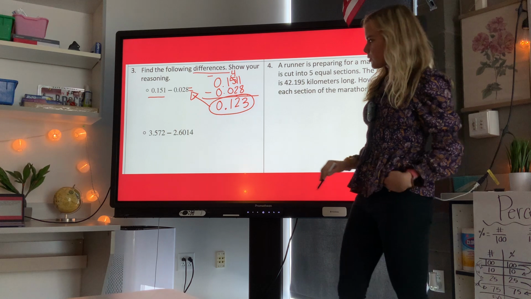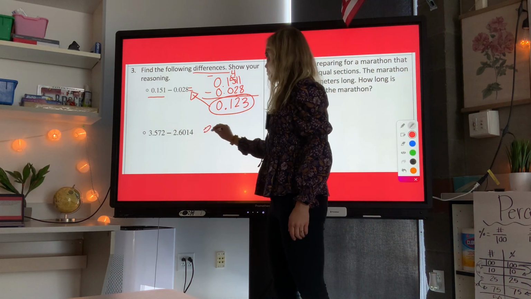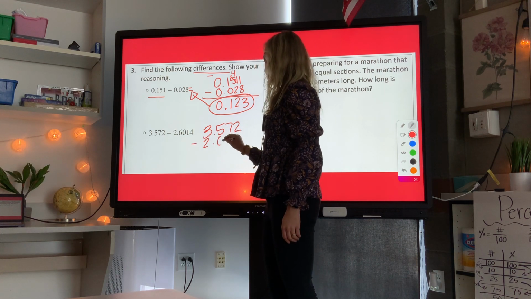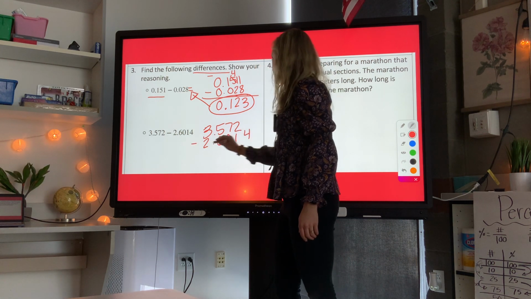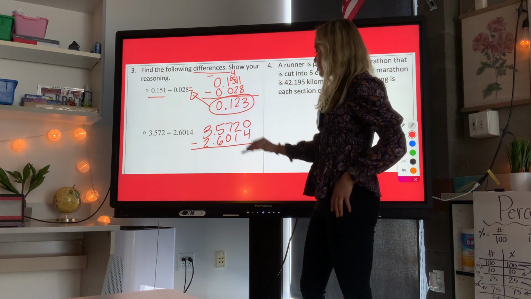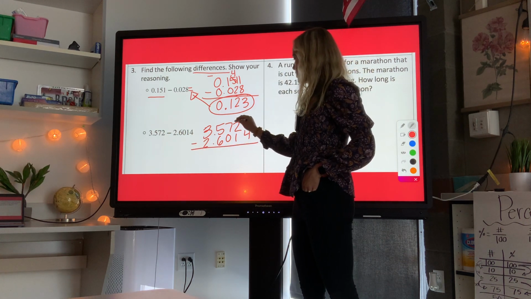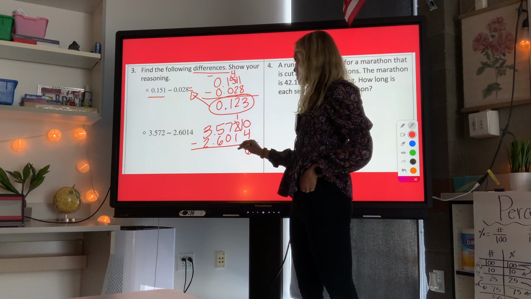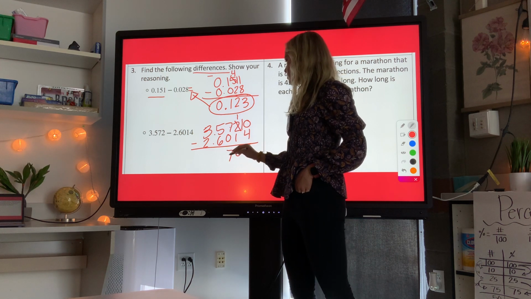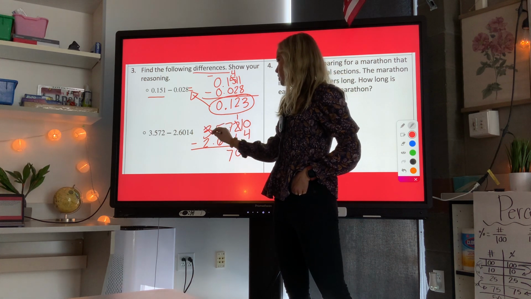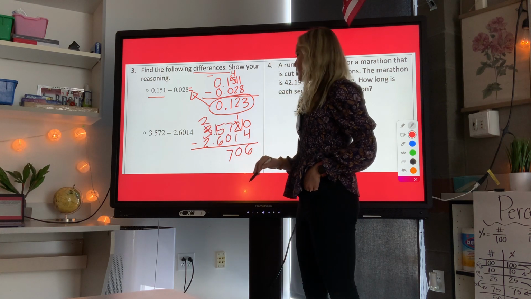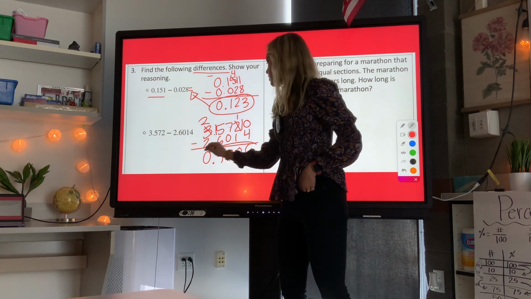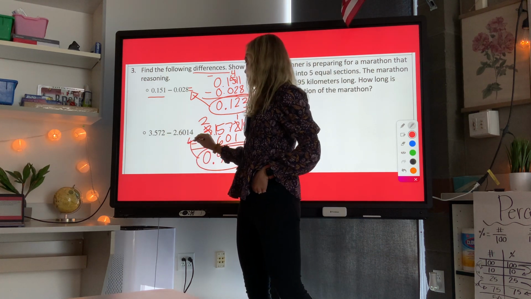Okay, next one, 3.572 minus 2.6014. Add a 0. Starting on the right side, 0 minus 4, I need to go to the 2 to regroup. 10 minus 4 is 6, 1 minus 1 is 0, 7 minus 0 is 7, 5 minus 6 I can't do, so I need to regroup. 15 minus 6 is 9, bring down the decimal. 2 minus 2 is 0. So here is the difference of the second one. Okay?